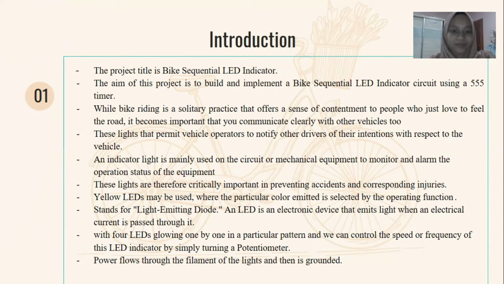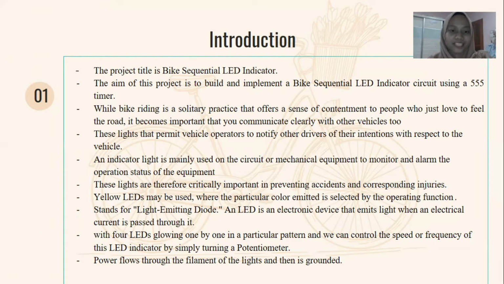Yellow light may be used where the particular color emitted is selected by the operating function. As we know, LED stands for light emitting diode, and an LED is an electronic device that emits light when an electrical current is passed through it.